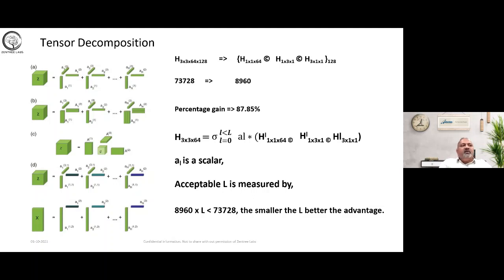I'm picking a very specific example which I have worked on intensely: a rank 1 approximation of a given 3D filter. Suppose I take a 3x3x64 filter, taking an input of 64 and producing an output of 128 layers. That amounts to keeping 73,728 coefficients. If I convert this 3x3x64 filter to a depth filter convolved with a horizontal filter convolved with a vertical filter, I need to keep only 8,960 coefficients. The percentage gain is 87.85%.